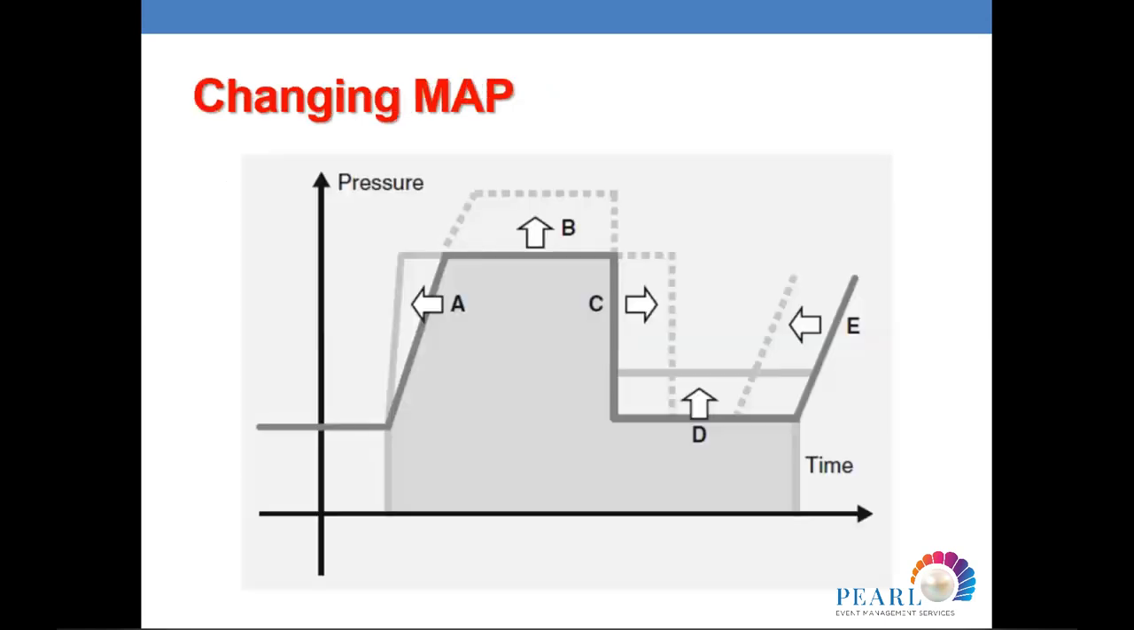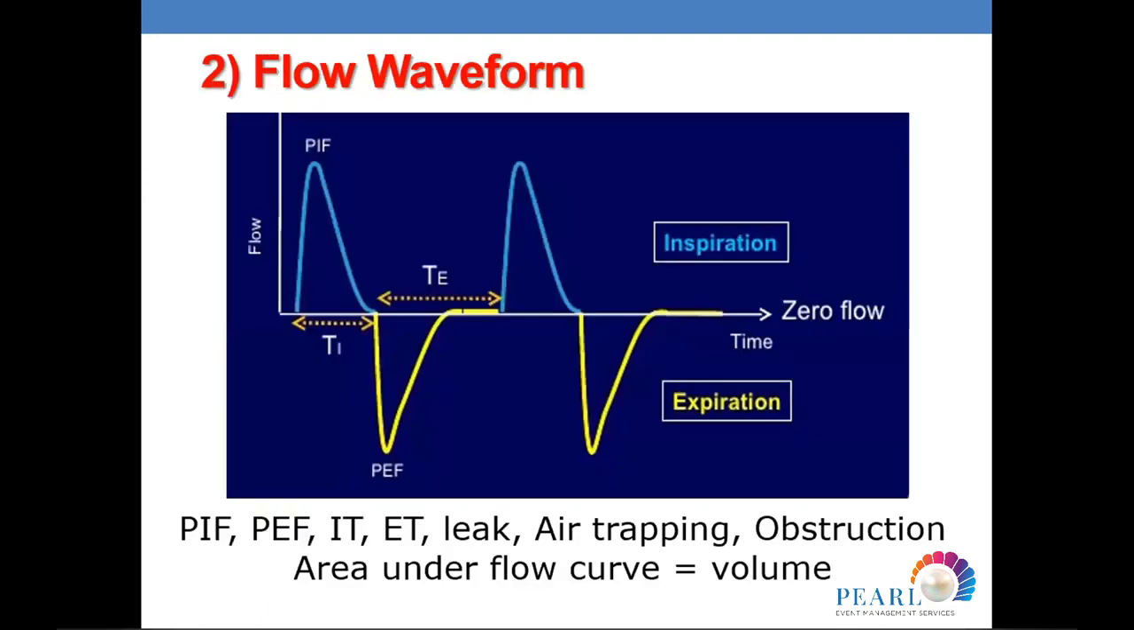Whenever you want to improve your oxygenation, you need to increase the MAP. Either by making the rise time faster, or you increase the PIP, or you increase the inspiratory time, increase the PEEP, or reduce the expiratory time. So by this way, you improve the MAP, and by this way, again, you improve the oxygenation.